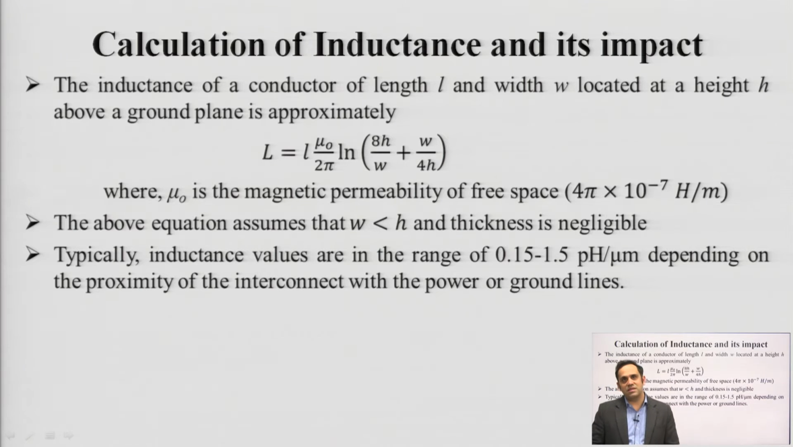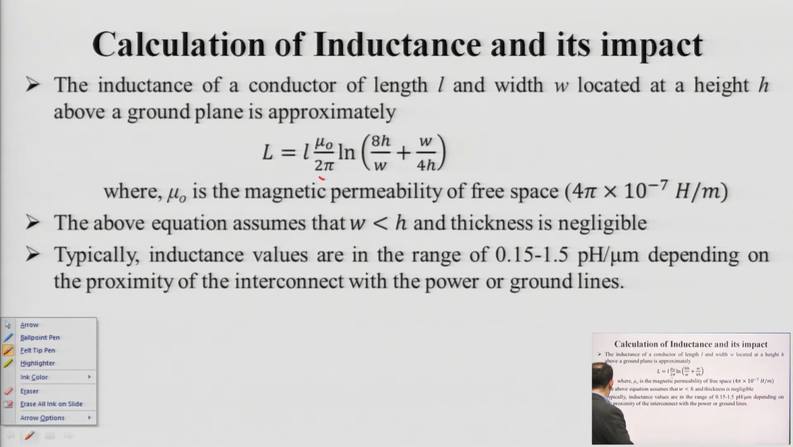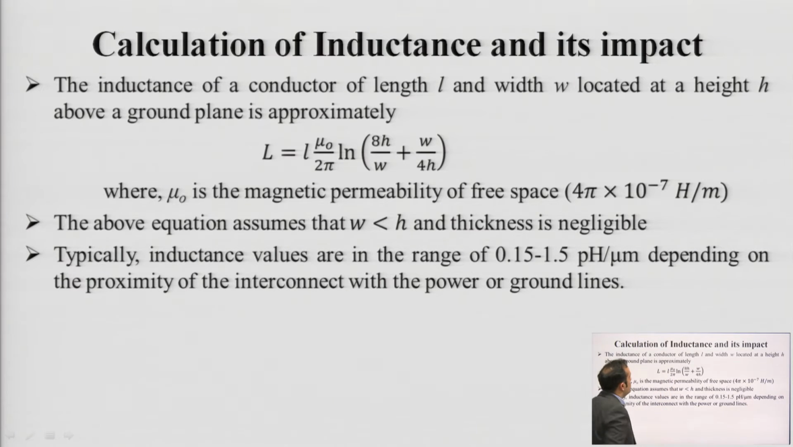Okay. So, we have defined a length L, we have defined a width W located at a height h above the ground plane. So, the inductance can be modeled as L mu naught by 2 pi natural log of 8 h by W plus W by 4 h. So, we have given the symbols. L is the length of the interconnect, W is the width, h is the height above the ground plane. Okay. Mu naught stands for magnetic permeability of free space, which has a fixed value of 4 pi into 10 to the power minus 7 Henry per meter.